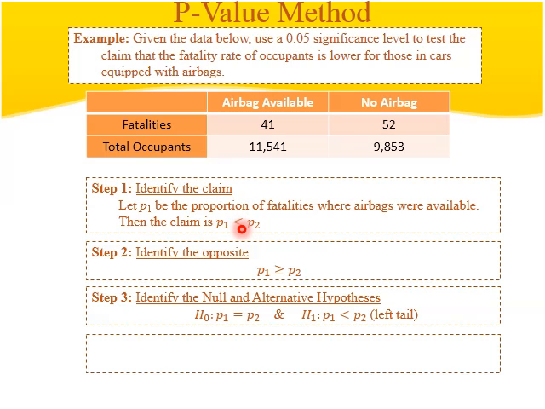So the null hypothesis here will be that P1 equals P2, and the alternative is that P1 is less than P2. So again, just as before, we can see that we're going to be dealing with a left-tailed test. The significance level in this case is given to us as 0.05.